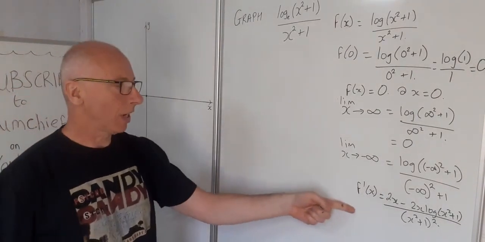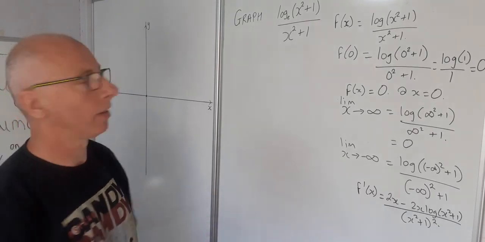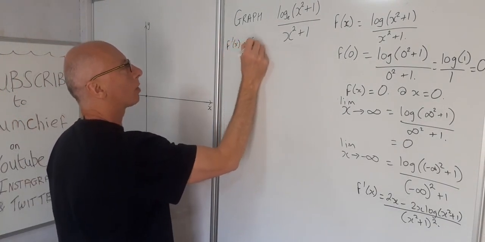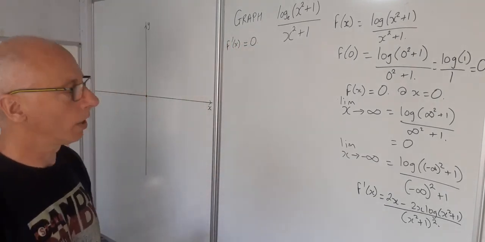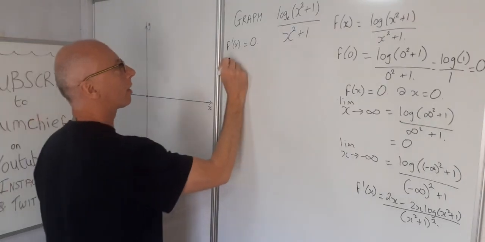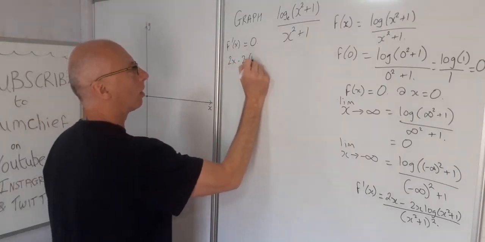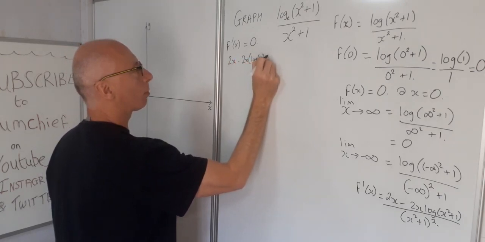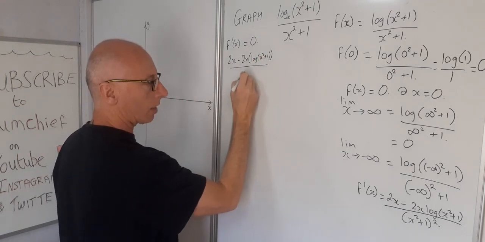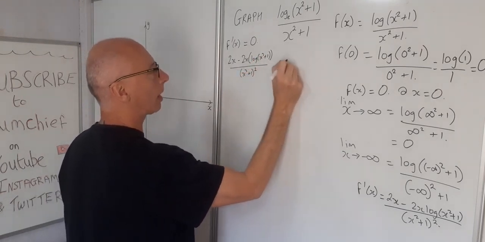Okay, now let's find our turning points. So we need to find when this derivative is equal to 0. So f prime of x equals 0. That's our goal at this stage, to find our turning points. So we want 2x minus 2x log of x squared plus 1 all over x squared plus 1 squared, and set that to 0.